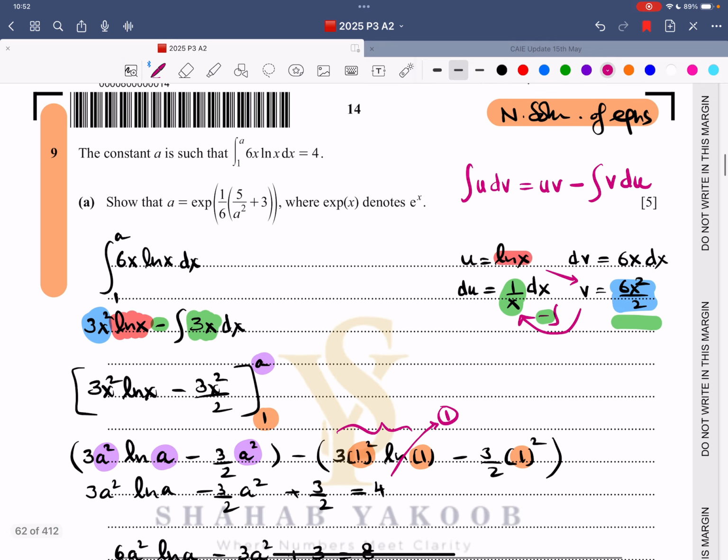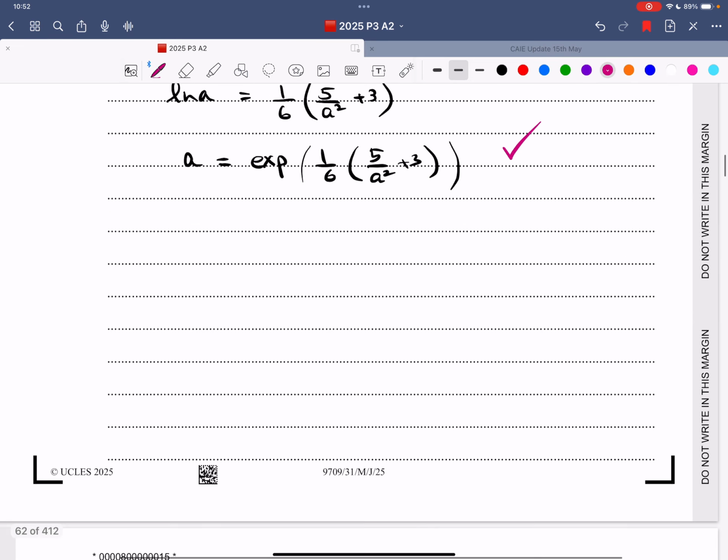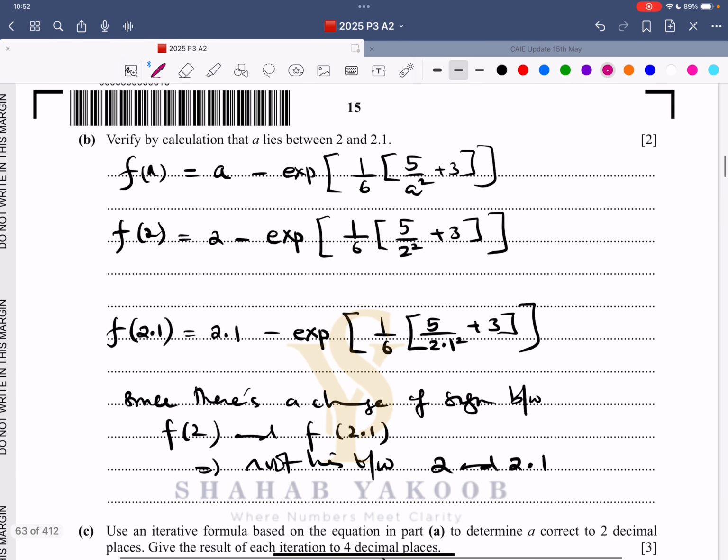How many marks is this? Yes, 5 marks, because it was integration and then it was making a the subject of the equation. There were 2 a's, of course. This a was the one related with ln a. Now it says verify by calculation. a lies between 2 and 2.1.